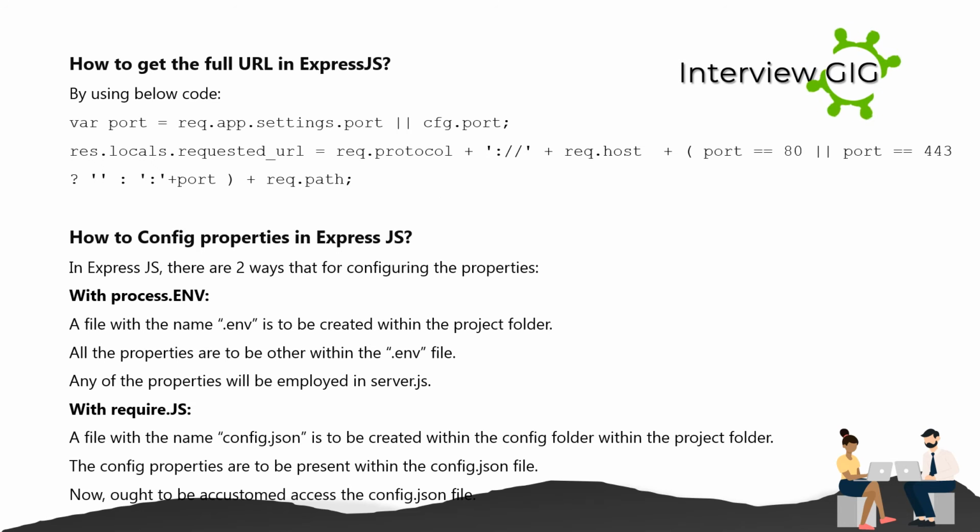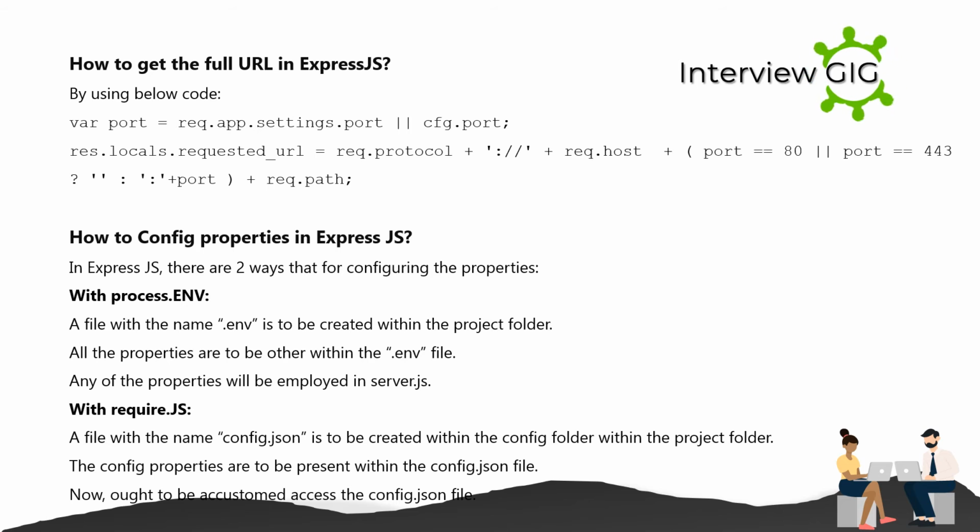How to get the full URL in ExpressJS? By using below code. var port = req.app.settings.port || cfg.port; res.locals.requested_url = req.protocol + '://' + req.host + (port == 80 || port == 443 ? '' : ':' + port) + req.path.